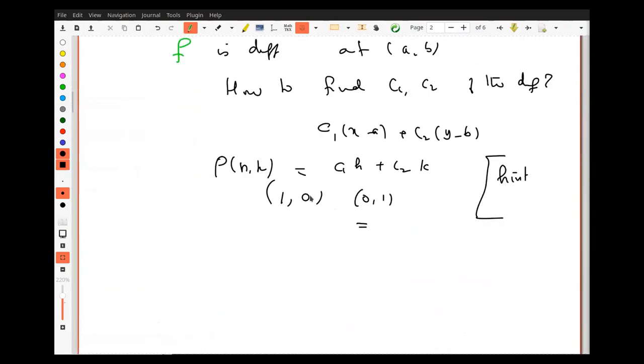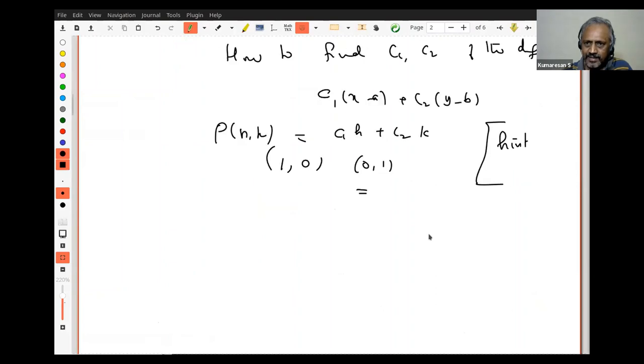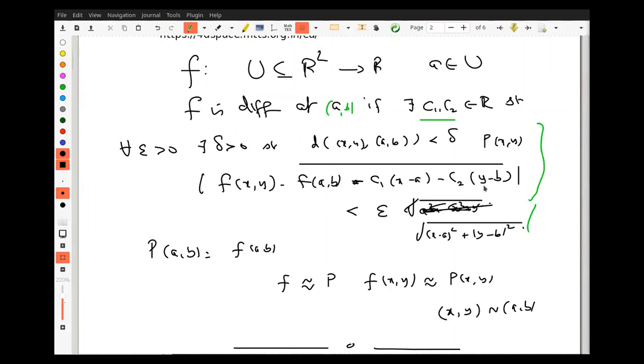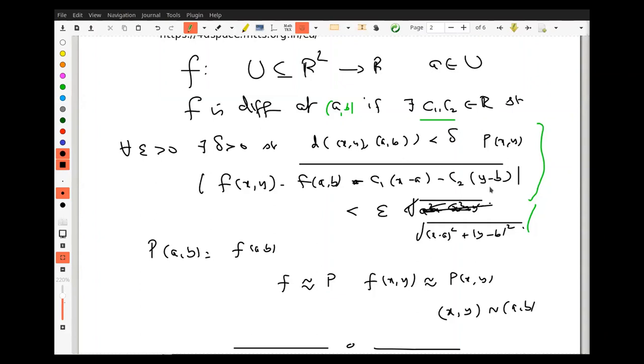So think it slightly differently. If you had told me this value of 1, 0, then C2 is going to be 0, right? So I would like to make C2 0. What will I do to make this second term 0 now? I do not know how to make C2 0, but I can make C2 times y minus b 0. How will I make it? y equal to b. That's it.